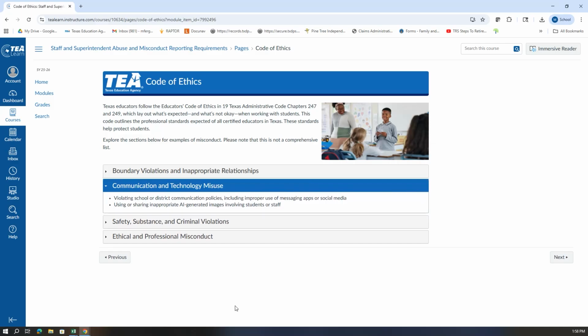Communication and technology misuse: violating school or district communication policies, including improper use of messaging apps or social media, using or sharing inappropriate AI-generated images involving students or staff.